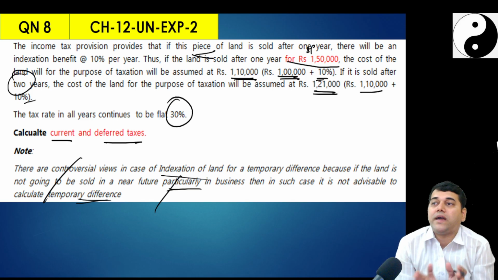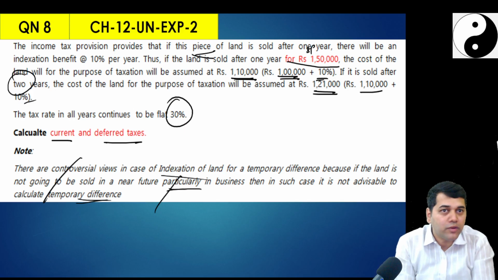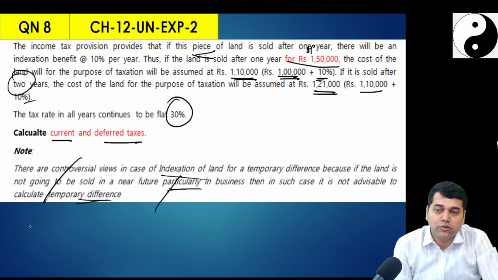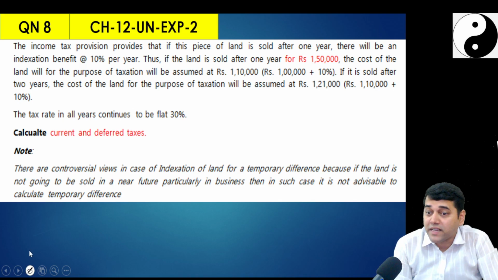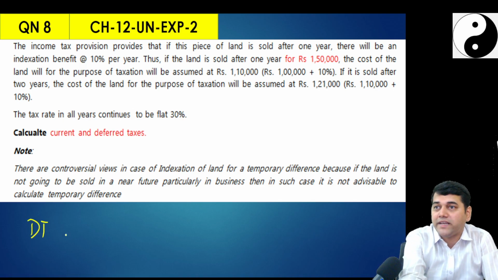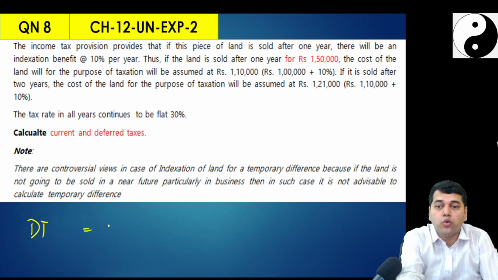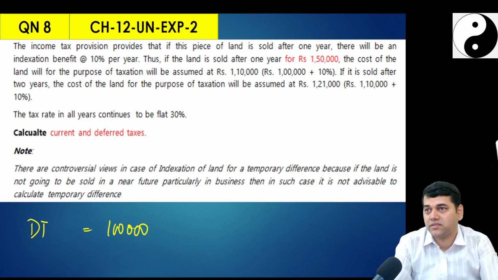What is your book value? 1 lakh, exactly. Your book value is 1 lakh. So now I have to calculate deferred tax. I don't know whether it is a deferred tax asset or liability when I start. I'll leave some space to write whether it is asset or liability. Book value is 1 lakh. What is my tax base?